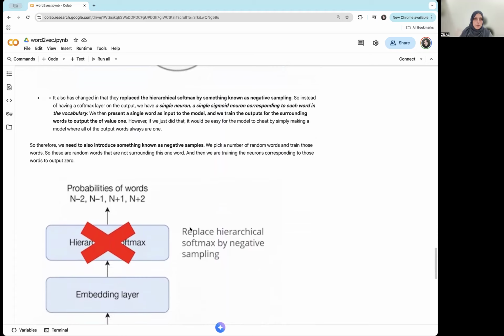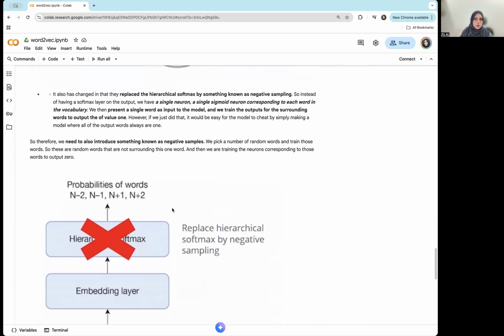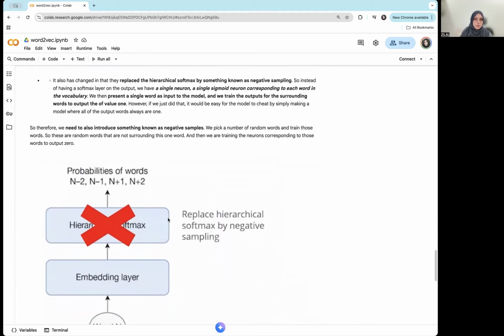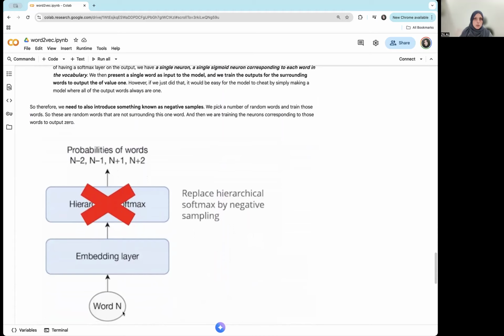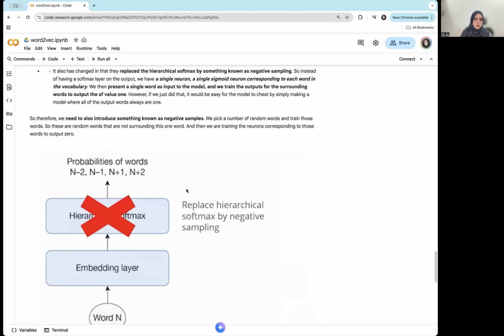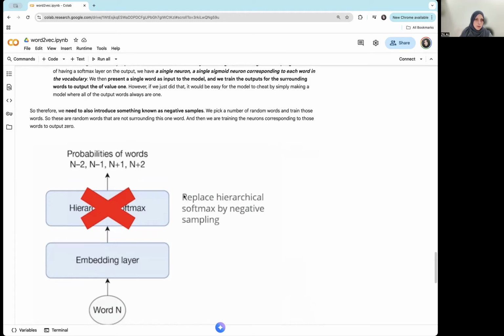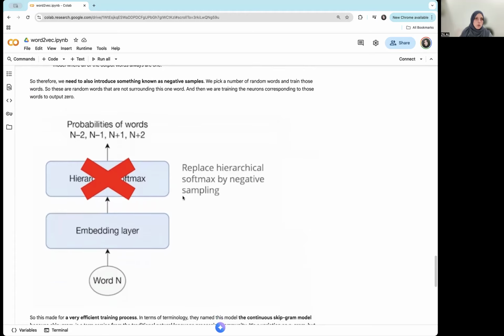So instead of having a softmax layer on the output, we have a single sigmoid neuron corresponding to each word in the vocabulary. We then present a single word as input to the model, and we train the outputs for the surrounding words to the output value of 1. However, if we just did that, it would be easy for the model to cheat by simply making a model where all the output words are always 1. So therefore, we need to also introduce something known as negative sampling.